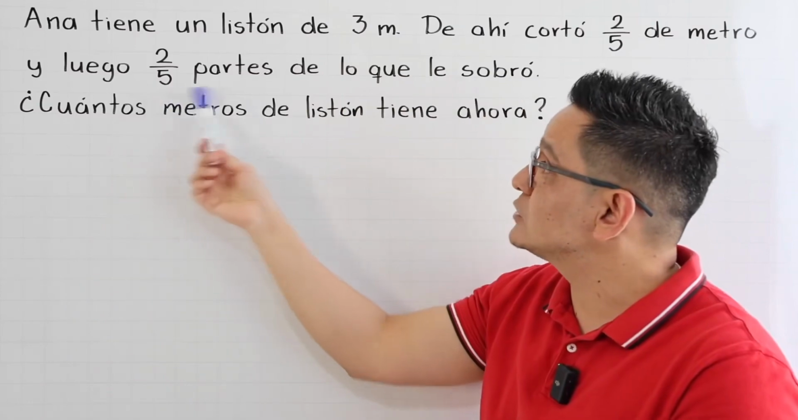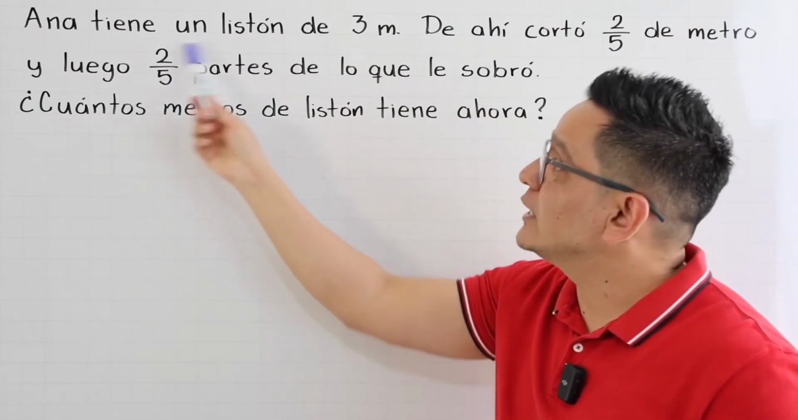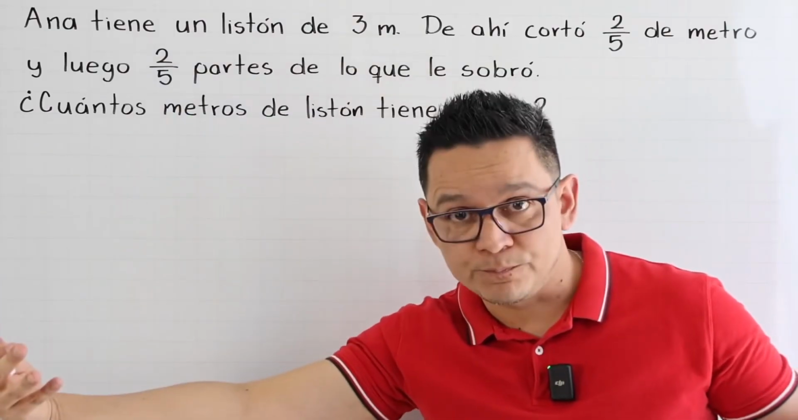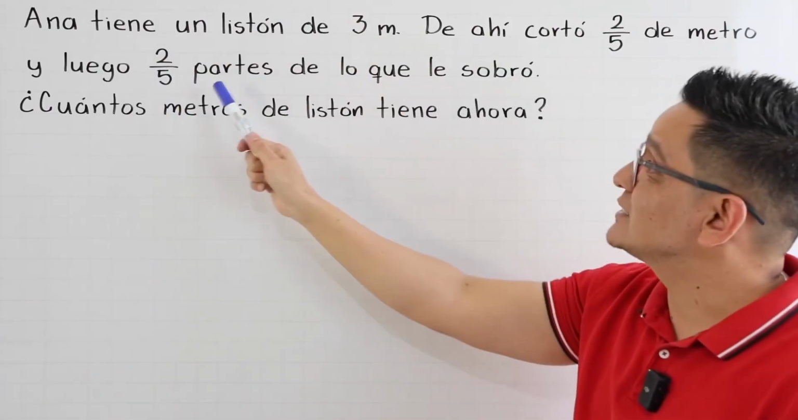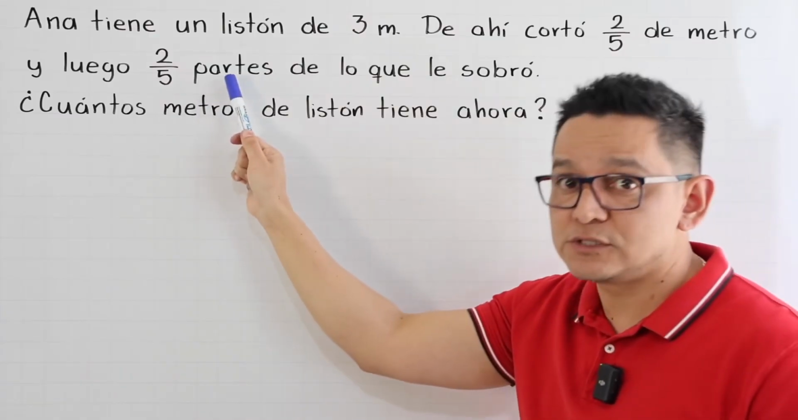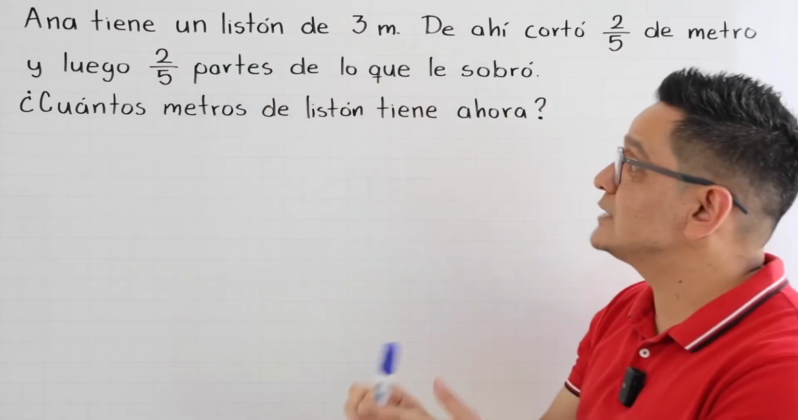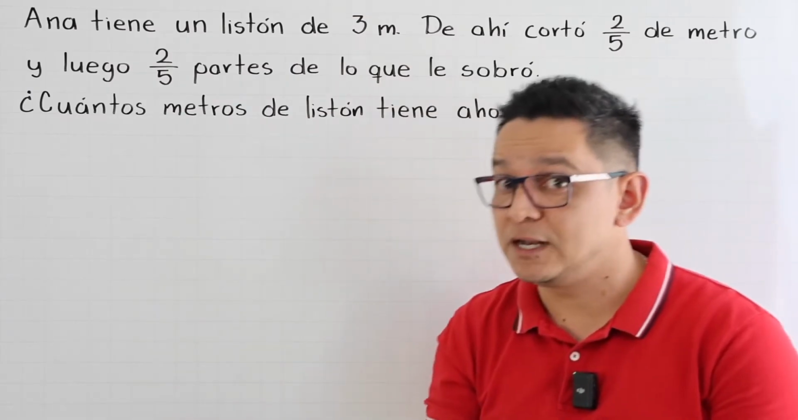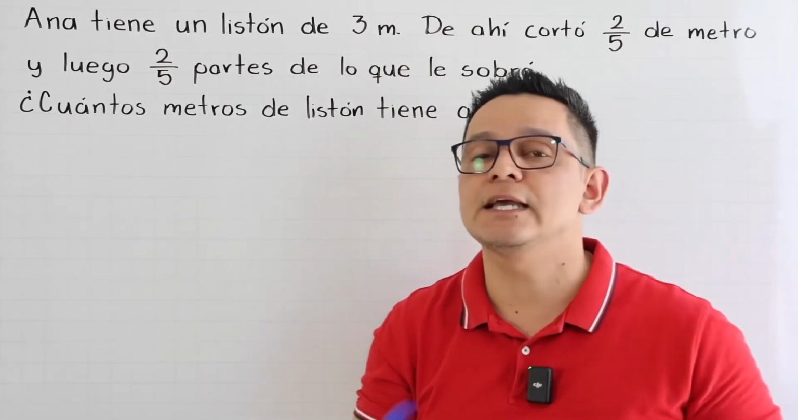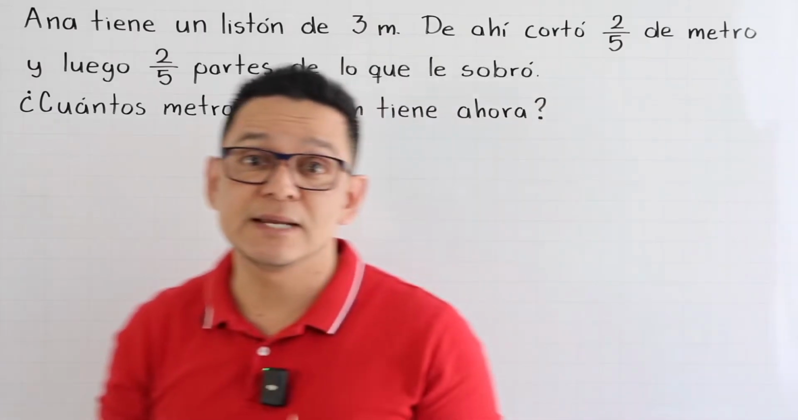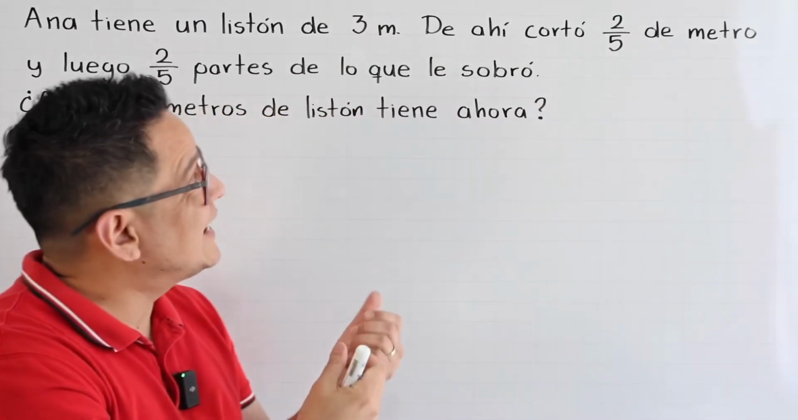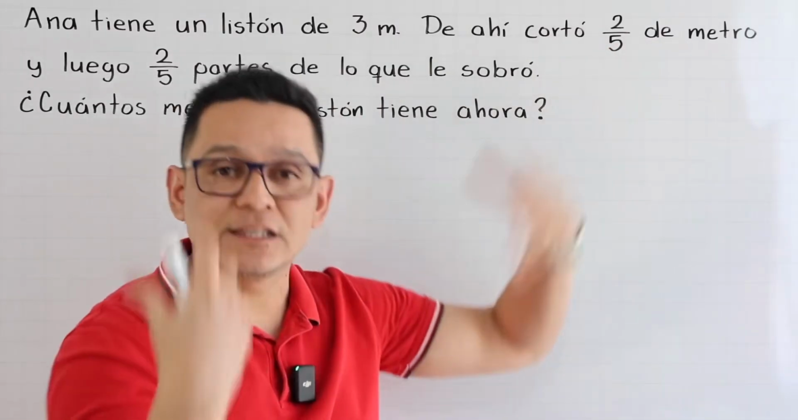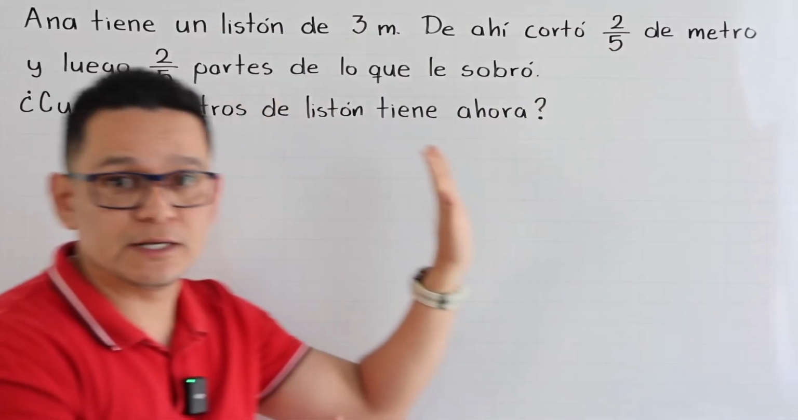Why not? Because these aren't meters. They're 2/5 of what was left over. So it isn't saying that he's subtracting another 2/5 of a meter afterward. For that reason, it's not enough to just write 3 meters minus 2/5 minus 2/5. That would be wrong. So if you already did it that way, that's not correct. First, we would have to figure out what was left after he cut these 2/5 of a meter, and then, after that, we continue with this other operation.